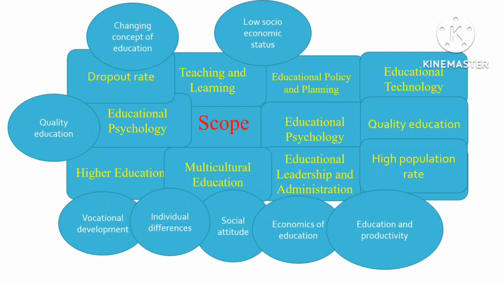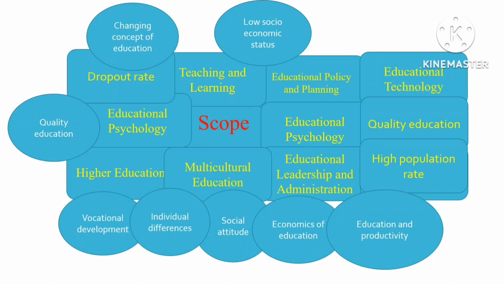It includes other areas like individual differences, in which a teacher teaches according to the capacity of students. It also includes quality of education, in which research is usually needed to increase the quality of education. It also includes another area, changing concept of education, which includes distance, non-formal, and informal education. It also includes the area of high dropout rate, in which factors of dropout are explored.